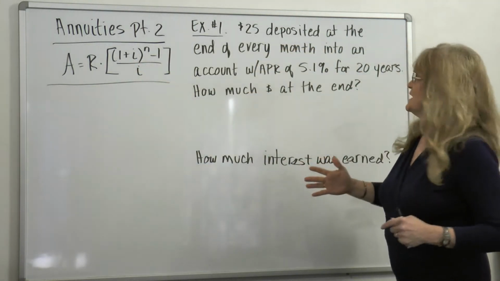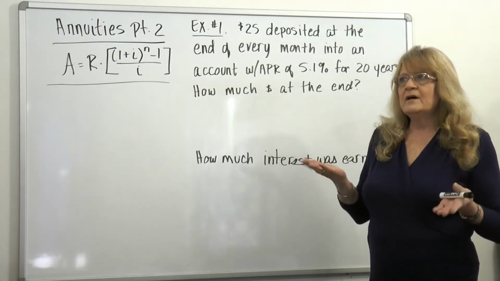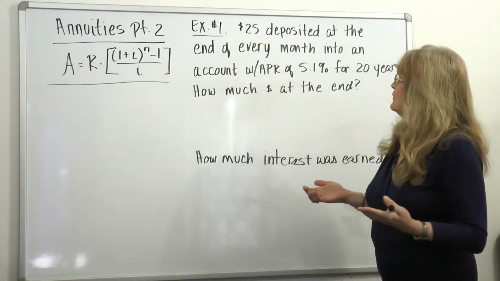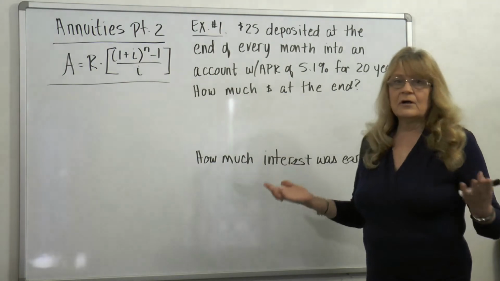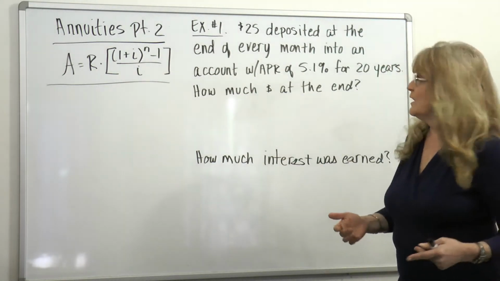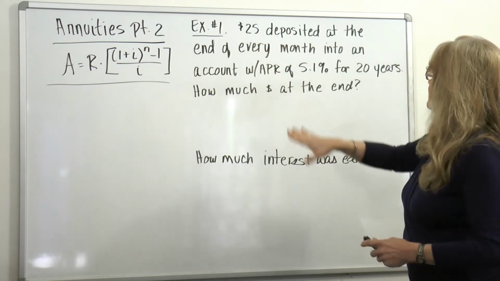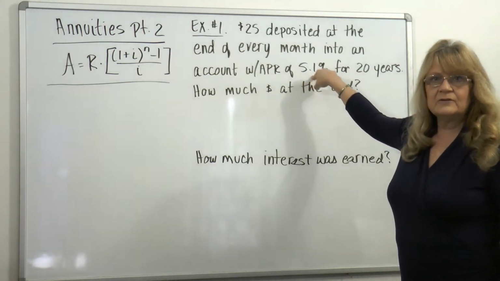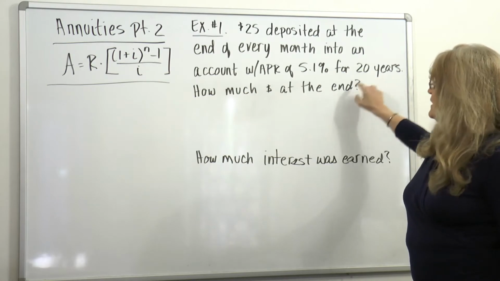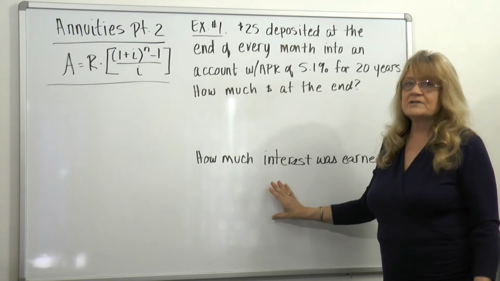Okay, so our first example, what we're going to do here is I'm going to see what difference it makes if you just up that amount of your monthly deposit by, I don't know, say $15. Give up a couple lattes in a month, and you got that much. So our example here, $25 at the end of every month is going into an account that's getting an annual percentage rate of 5.1%. We're going to do that for 20 years. I want to see how much money I'm going to have at the end, and then I want to see how much total interest I earned.